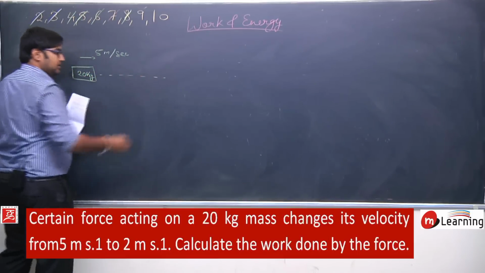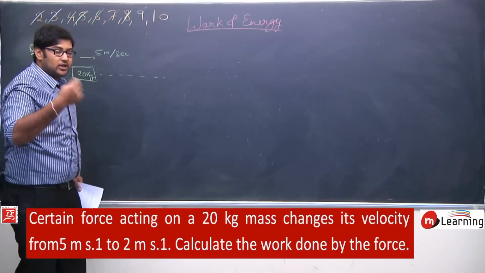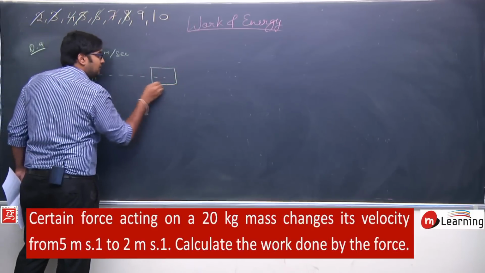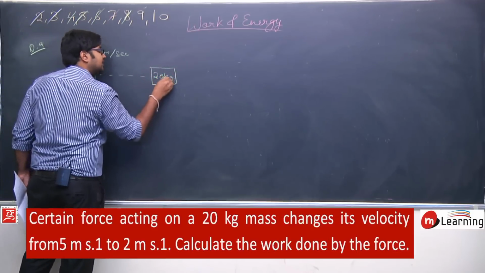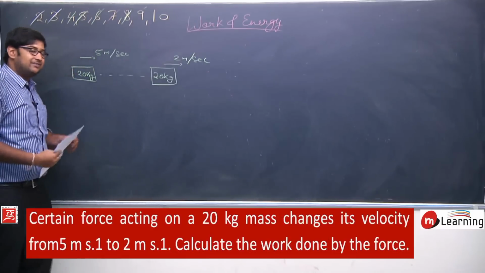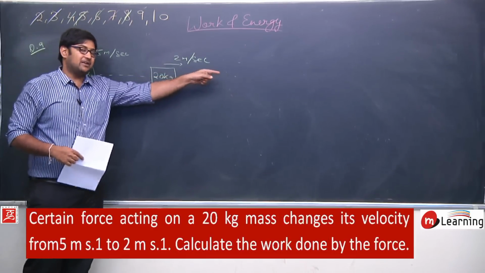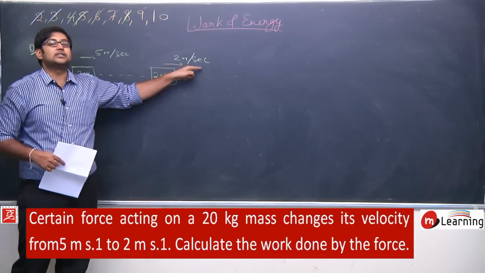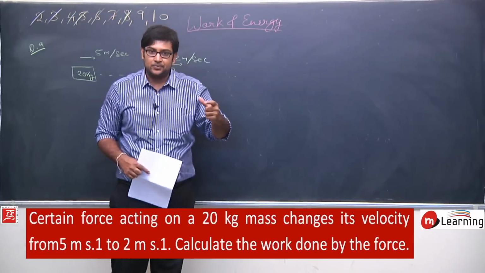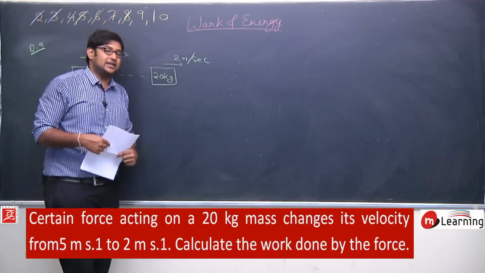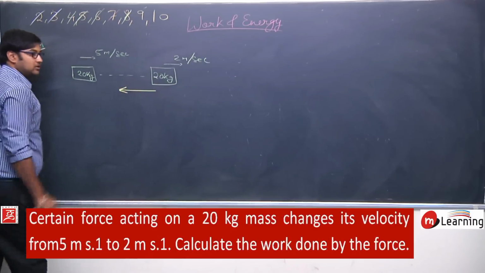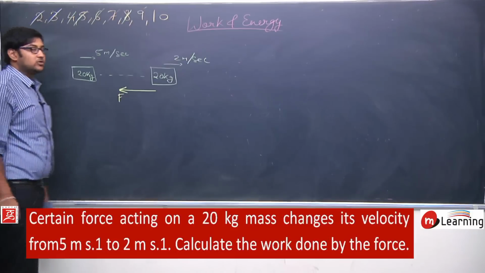Now when it is moving, some force is getting applied on this body. Due to that force, the velocity of this 20 kg body becomes 2 meters per second. Although it is traveling in the same direction, we can see that the velocity is getting decreased. So try to imagine in which direction the force is getting applied. Since the velocity is decreasing, it means the force is applied in the opposite direction. This is the direction of application of force.